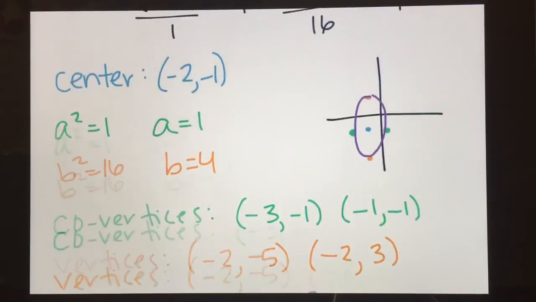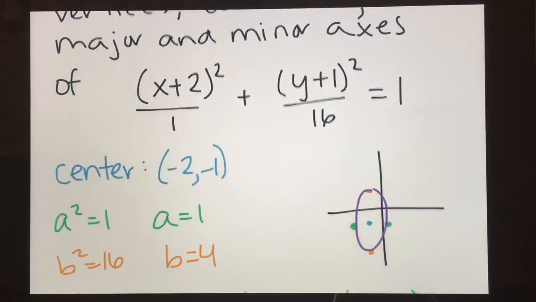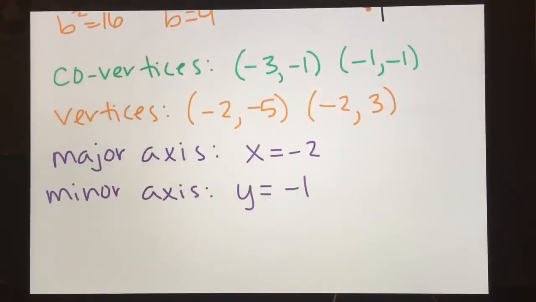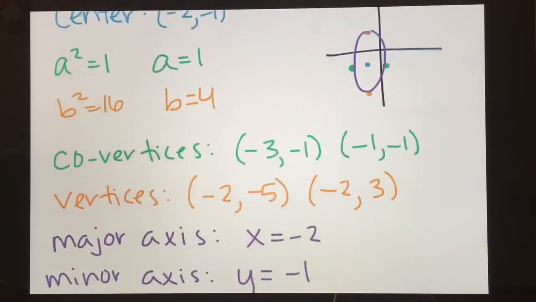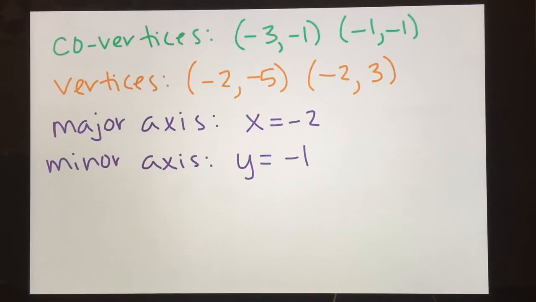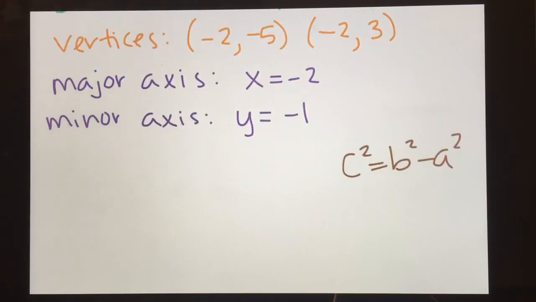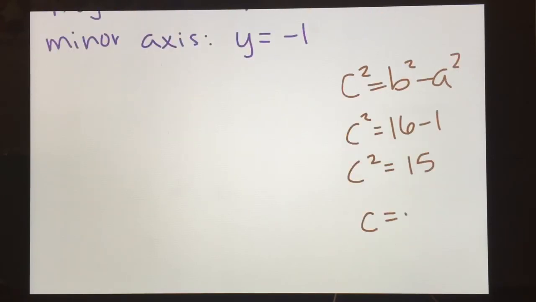All right, now I think we just need to find the foci. So to find the focus, we just have to do c squared equals b squared minus a squared because we want to do the bigger number, take away the smaller number. So I'm going to say for my focus, c squared equals b squared minus a squared. And so c squared equals 16, take away 1, which means that c squared is 15. And so my c value here is the square root of 15. Now notice I didn't do plus or minus the square root of 15. The reason is it's a distance, and distance is always positive. So I'm just going to use c equals the square root of 15.